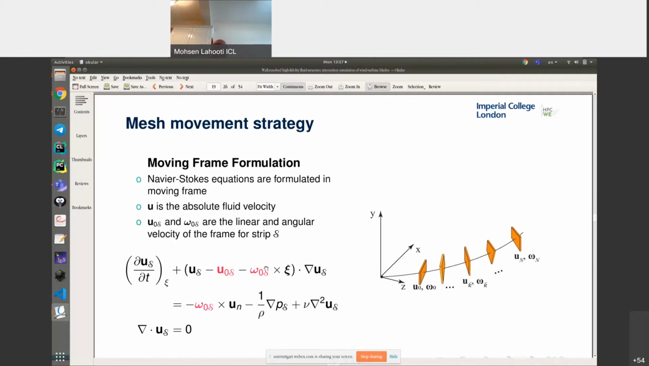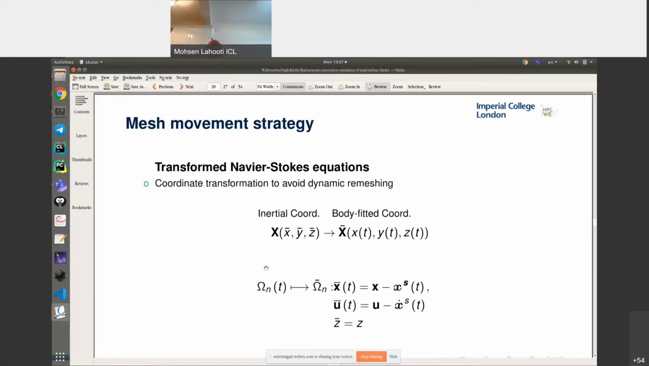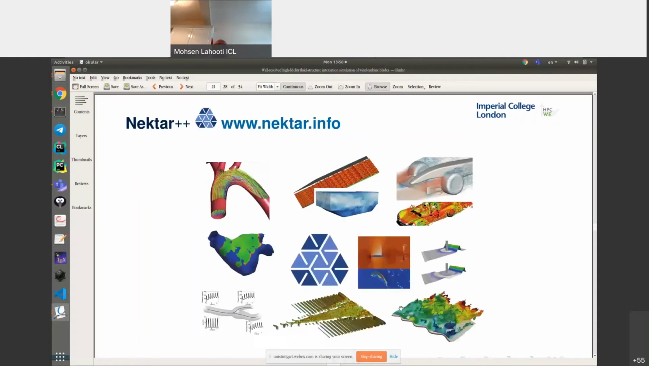In the other strategy, we use the transformed Navier-Stokes equations, where the equations are transformed into a body-fitted non-inertial coordinate system using the structural location and velocity. And these two strategies allow us to avoid dynamic remeshing during the solution of the FSI coupling.